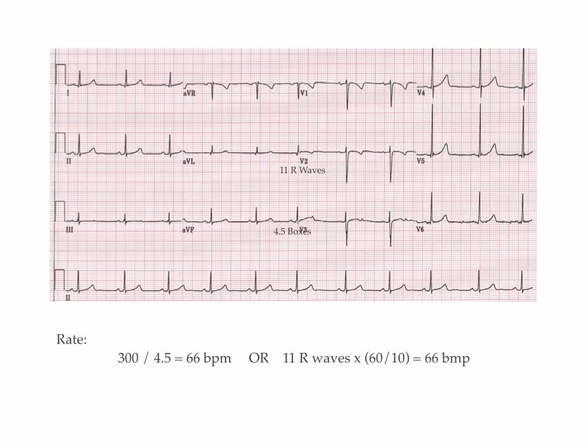The other way you could do it is take the number of R waves that you see in the rhythm strip. Here, when looking at lead 2 at the bottom, there are 11 total R peaks.